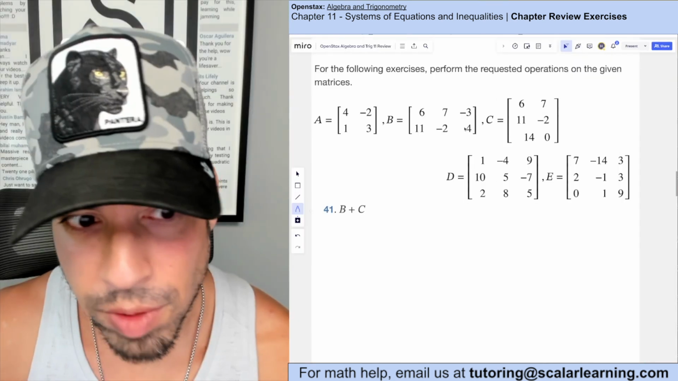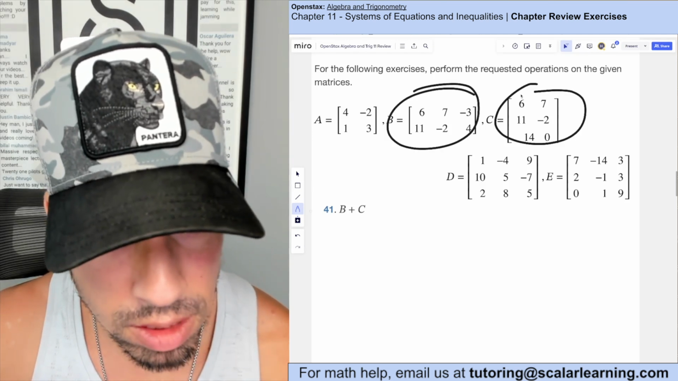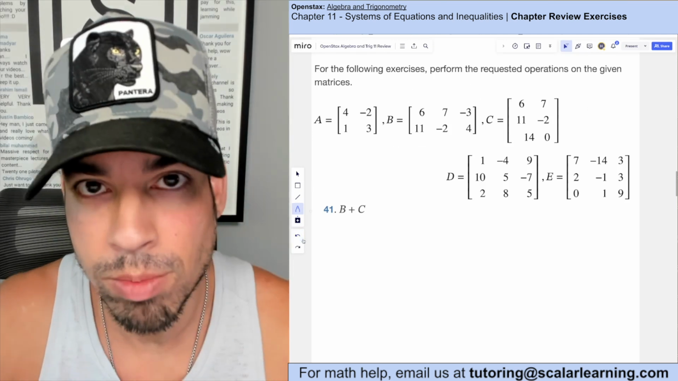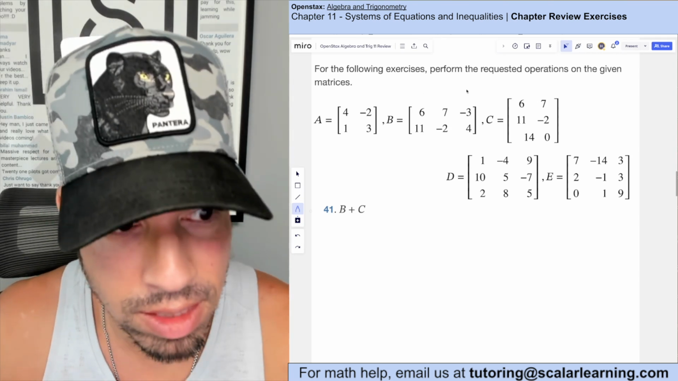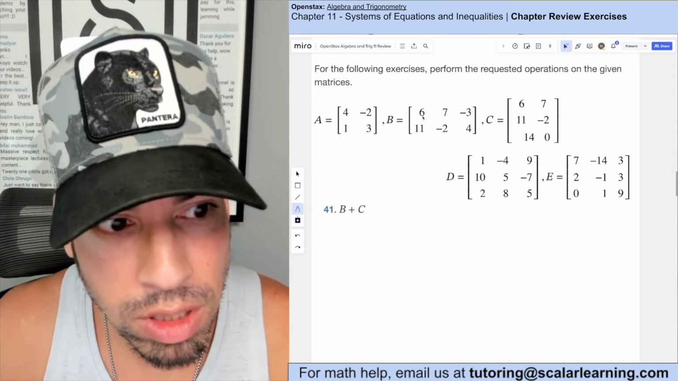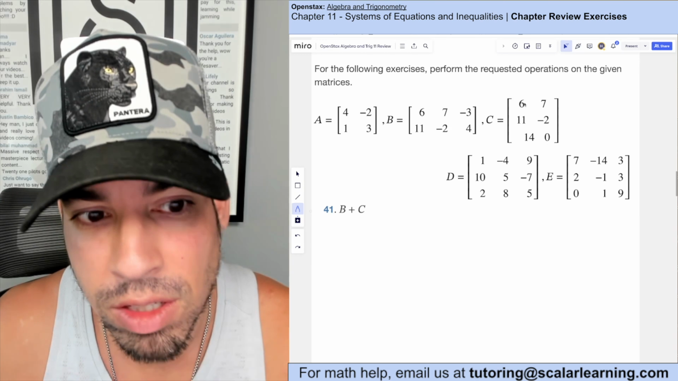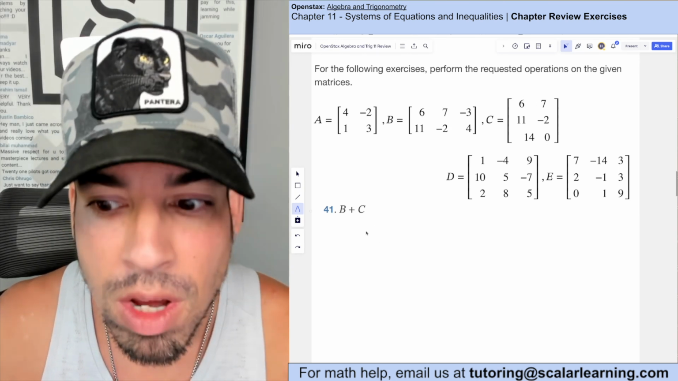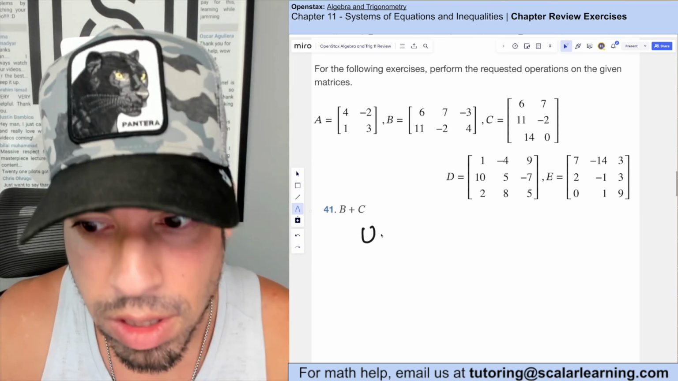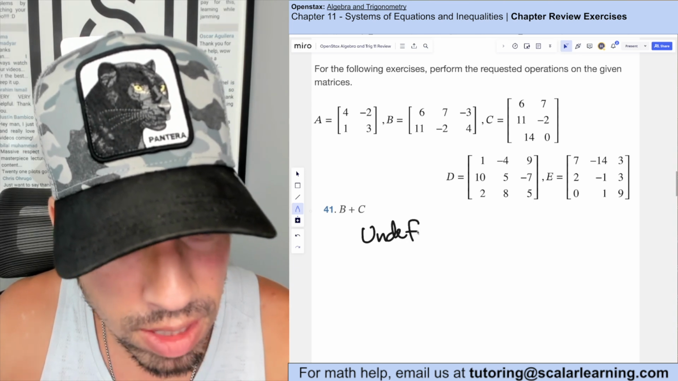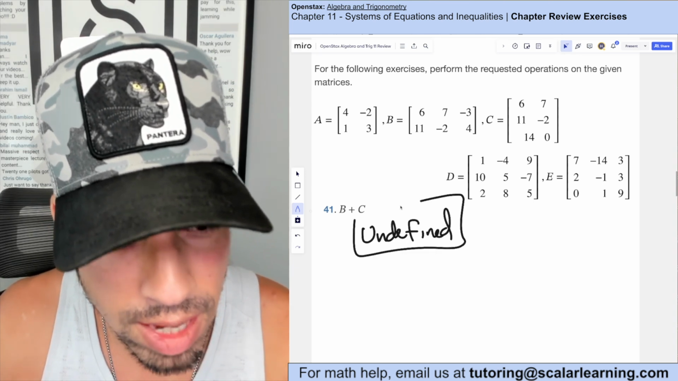Done. So for this one, we are adding b and c. But here's the thing. When we're adding or subtracting matrices, they have to have the exact same dimensions. And you notice this is 3 columns, 2 rows. This is 3 rows, 2 columns. So this does not work. This would be undefined. We're not able to carry this out. That's how you do it.